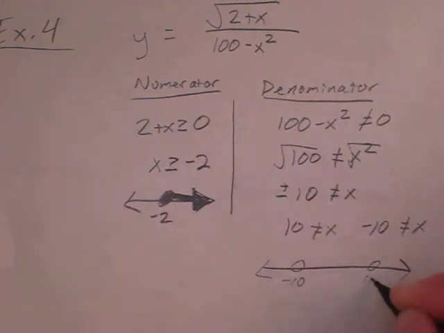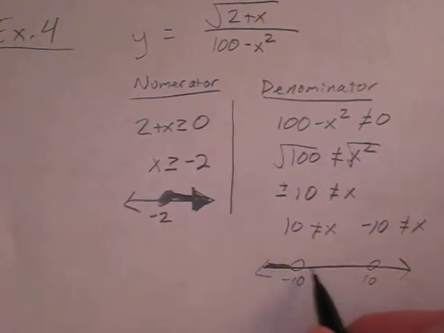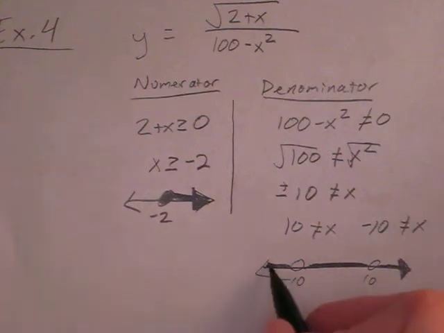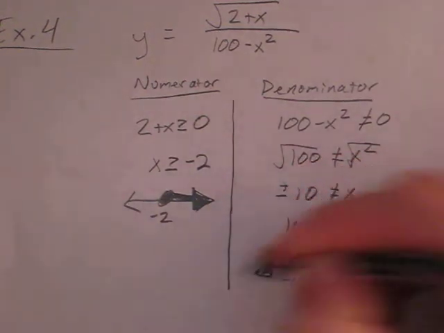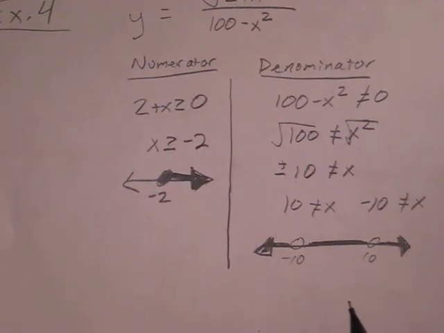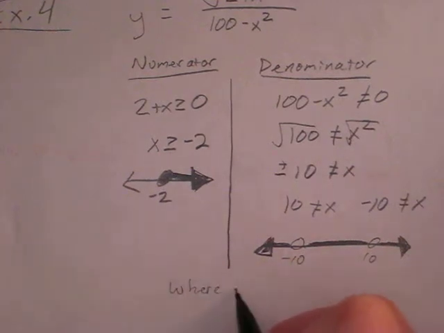-10 and 10. But this part for the denominator says it can be all of these values in the middle, and everything on the outsides. Everything except for -10 and 10. Okay, that's what the denominator part says. This is what the numerator says. Now, once you're looking at all of this, you have to figure out where are they both true.